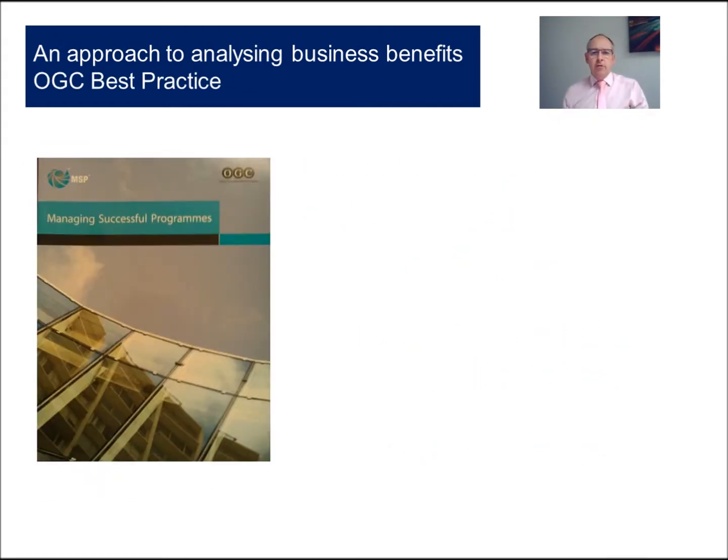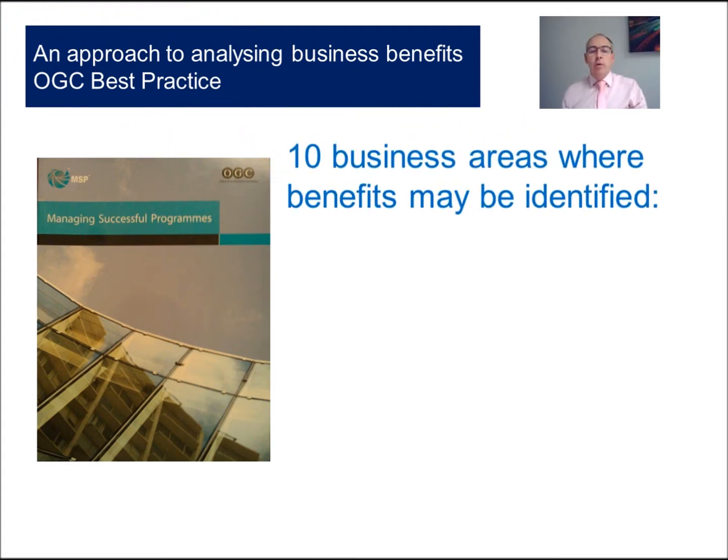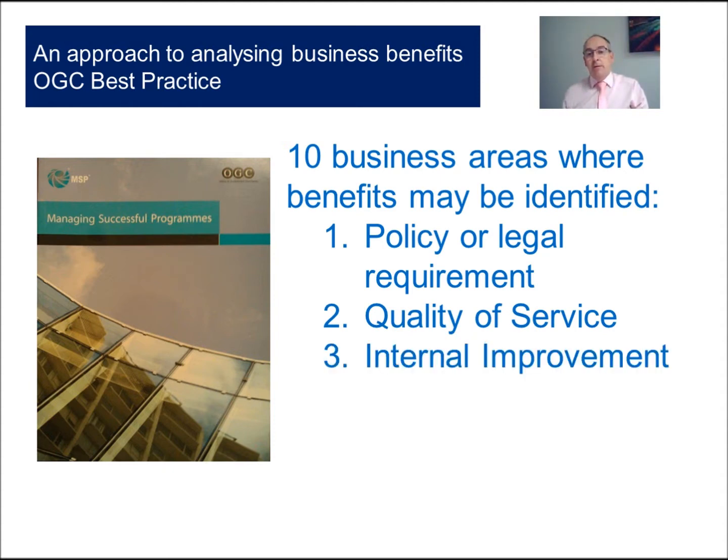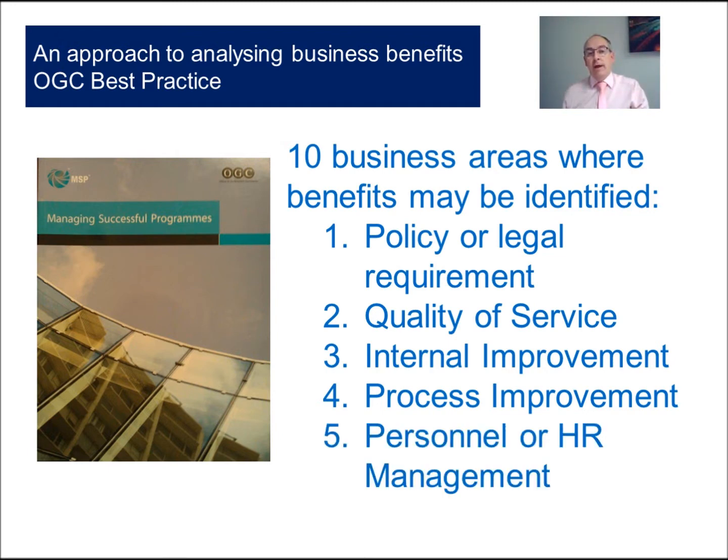The Office of Government Commerce book, Managing Successful Programs, does help us in benefit classes. It says that there are 10 areas which we should consider that our system may implement benefits. The first is, does it meet a policy or legal requirement? The second is, will it help us improve the quality of service? The third relates to internal improvement. Can we see that the system helps us deliver improvements perhaps in our organisation? The fourth relates to processes. Can we reduce the time to get work done? And the fifth, personnel or HR management.